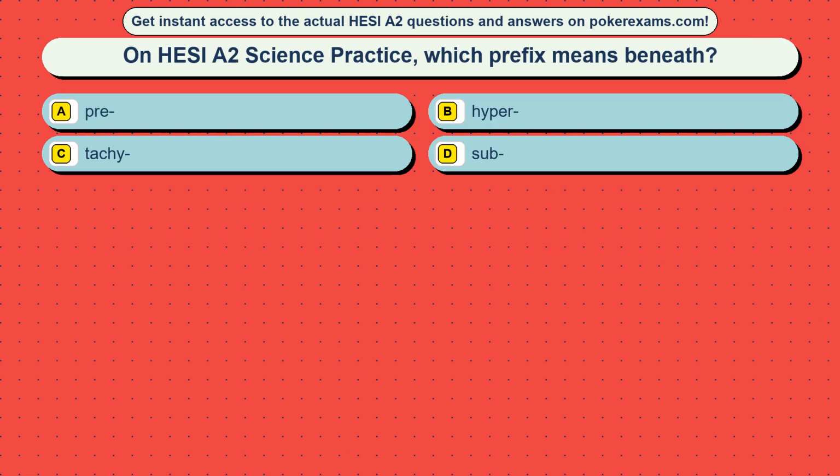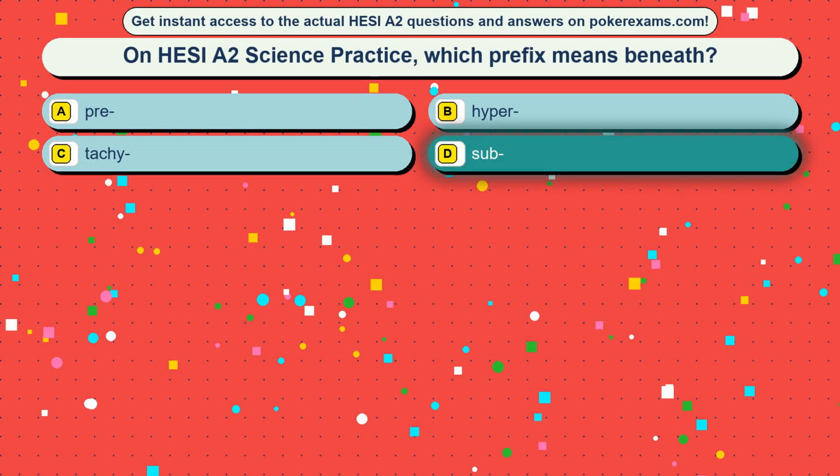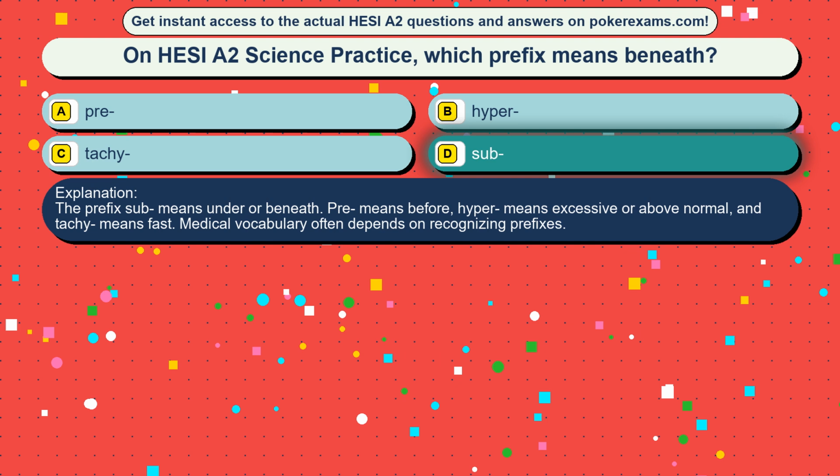Question 34. On HESI A2 Science Practice, which prefix means beneath? Option A, pre. Option B, hyper. Option C, tachy. Option D, sub. The correct answer is option D, sub. The prefix sub means under or beneath. Pre means before, hyper means excessive or above normal, and tachy means fast. Medical vocabulary often depends on recognizing prefixes.